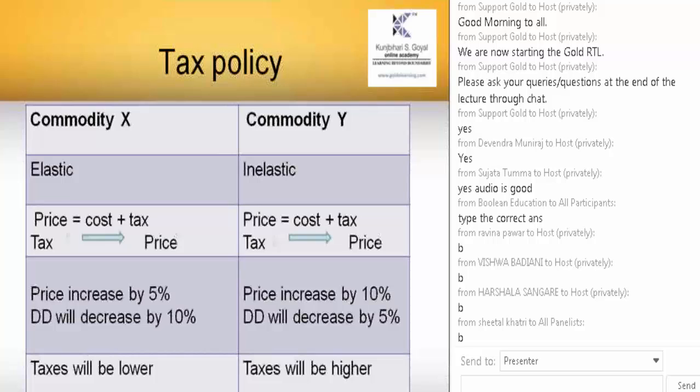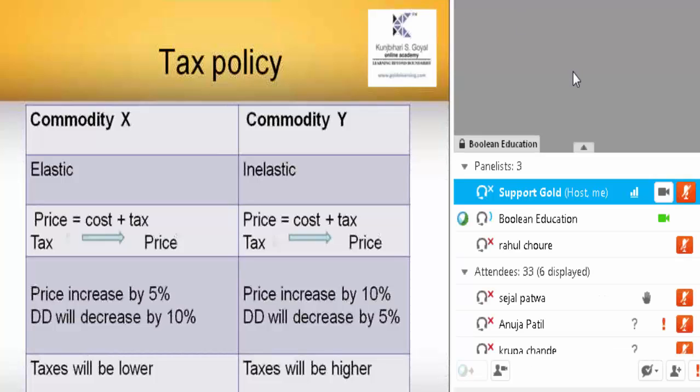Next one, foreign trade policy. Now this is an important part. Here we are talking about devaluation of your currency. Now what is devaluation of the currency? We all know that $1 equals 50 rupees is the rate of your currency, the foreign exchange rate. To buy $1, you have to pay 50 rupees. This is your foreign exchange rate.